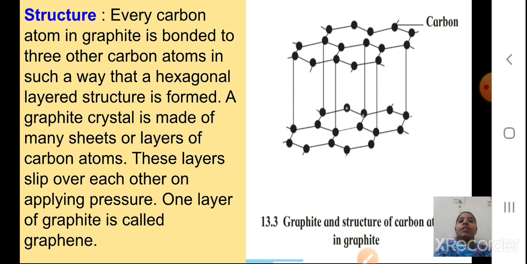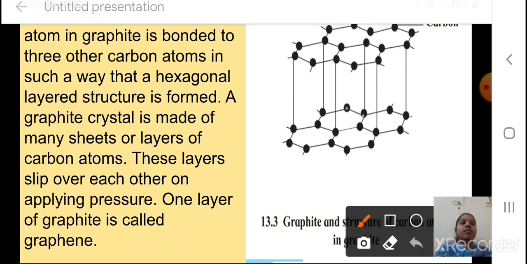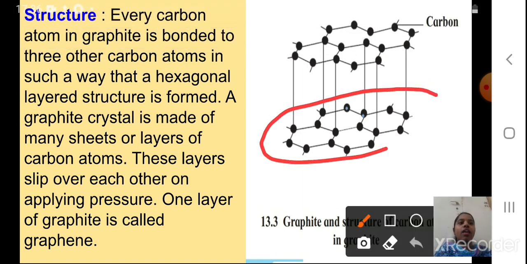Now, every carbon atom in graphite is bonded to 3 other carbon atoms in such a way that a hexagonal layered structure is formed. So, one carbon will be bonded to 3 other carbons. A graphite crystal is made up of many sheets or layers of carbon atoms. These layers slip over each other by applying pressure. One layer of graphite is called graphene. So if this is my one layer, that one layer I will call the graphene.